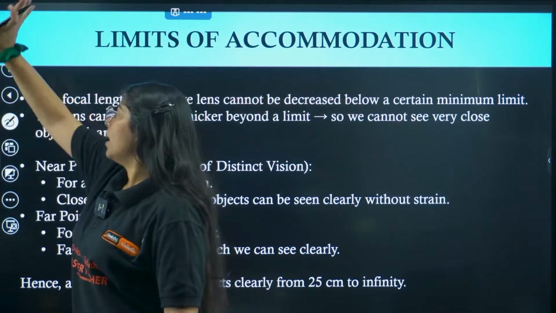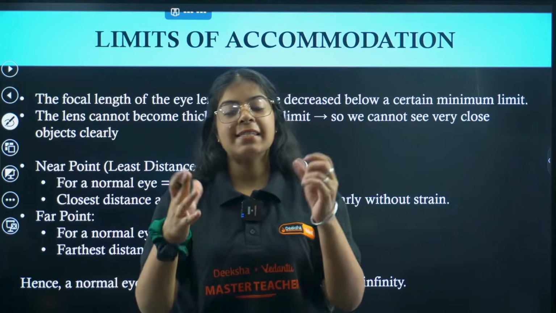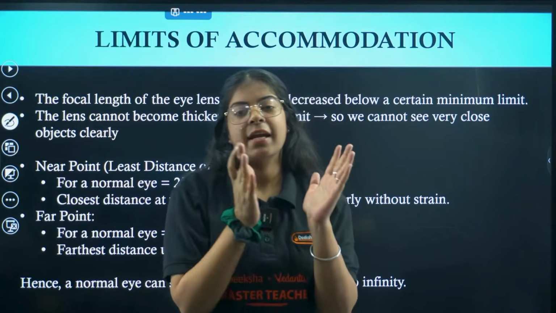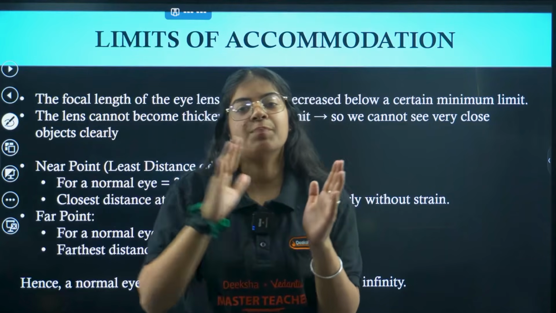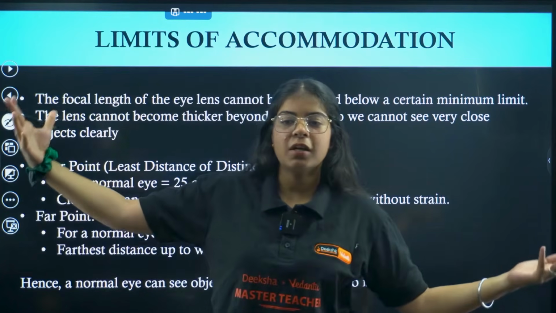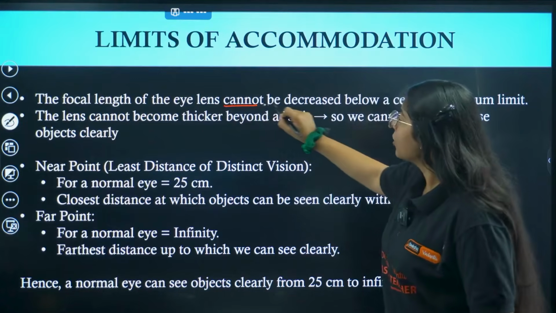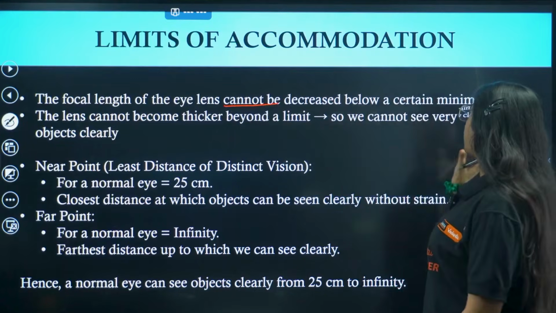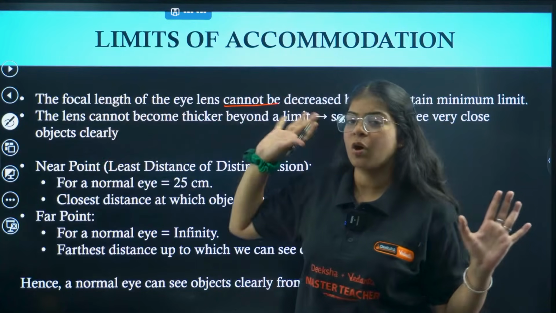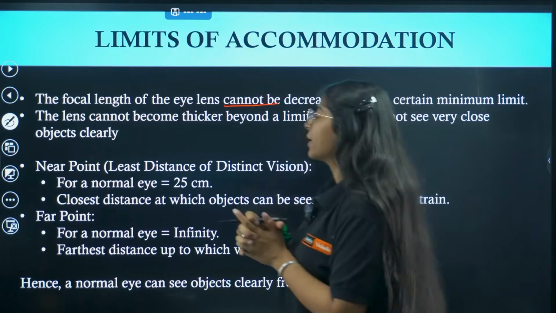So that is called limit of accommodation. That means the focal length of the eye lens can get smaller only to a certain extent. It won't get compressed beyond a limit, and it won't get stretched beyond a certain limit. So the focal length of the eye lens cannot be decreased below a certain minimum limit, and also cannot be stretched beyond a certain limit. The lens becomes thicker only up to a certain limit.